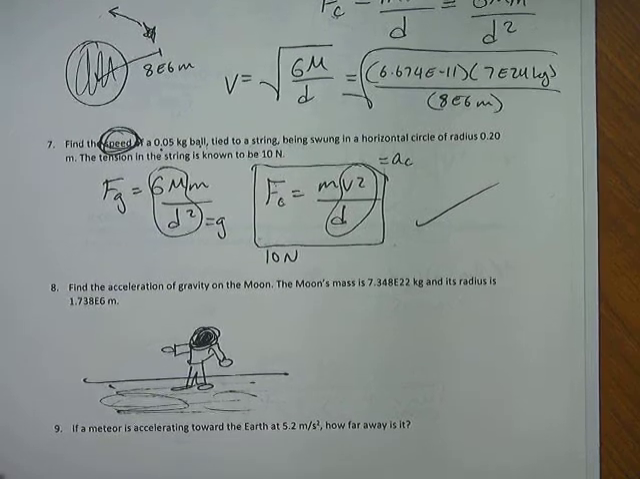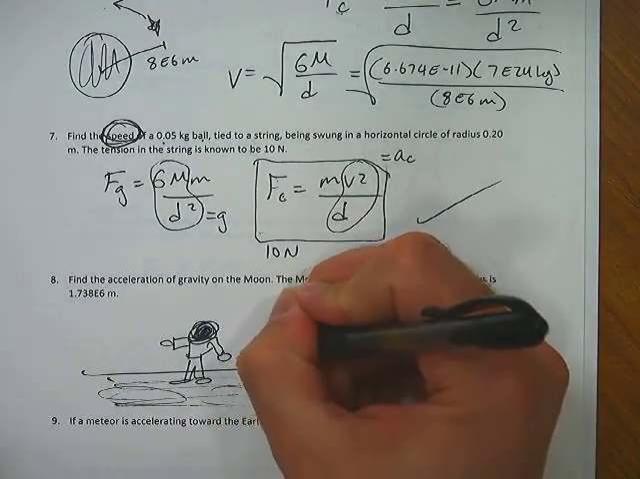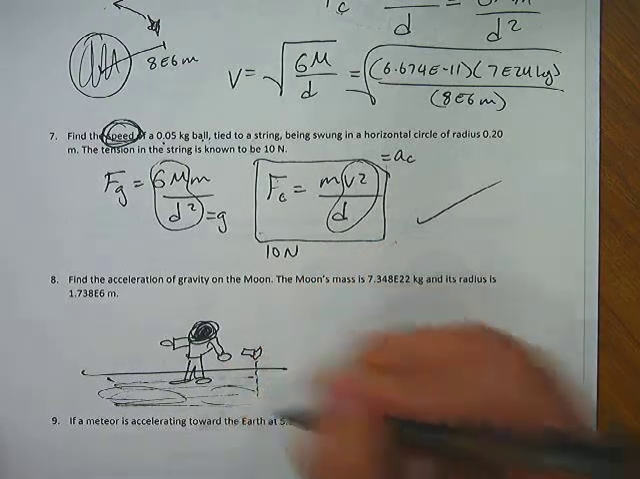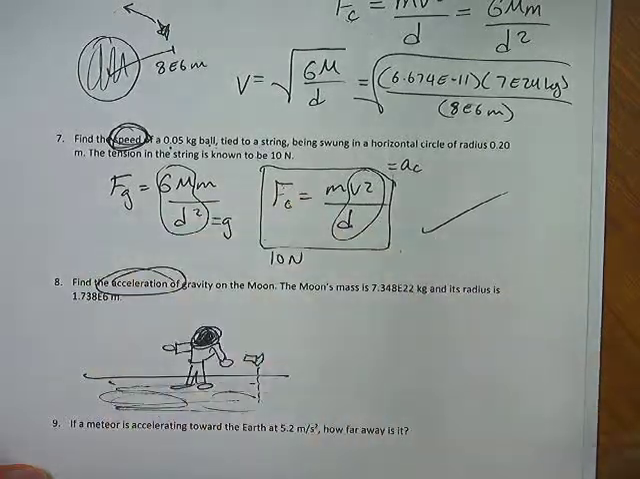The force towards the center. Oh good, we're given it. It's 10 newtons. Okay, and the mass is 0.05, and the d is 0.2, and yes, we can solve it. So you can solve it. Yes. Okay. I'm not going to do it.